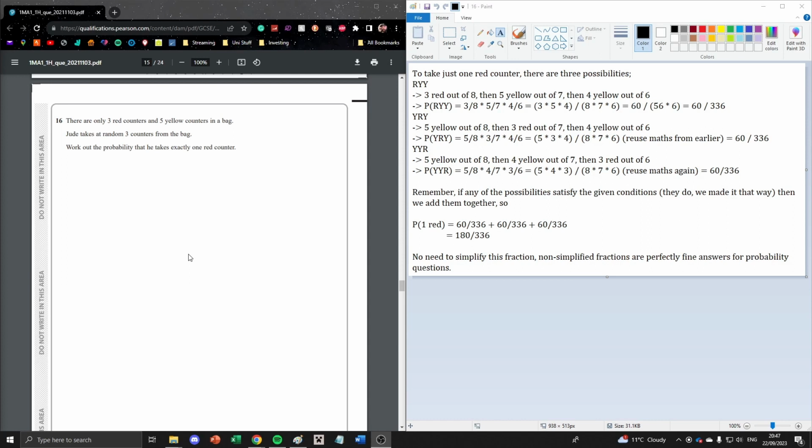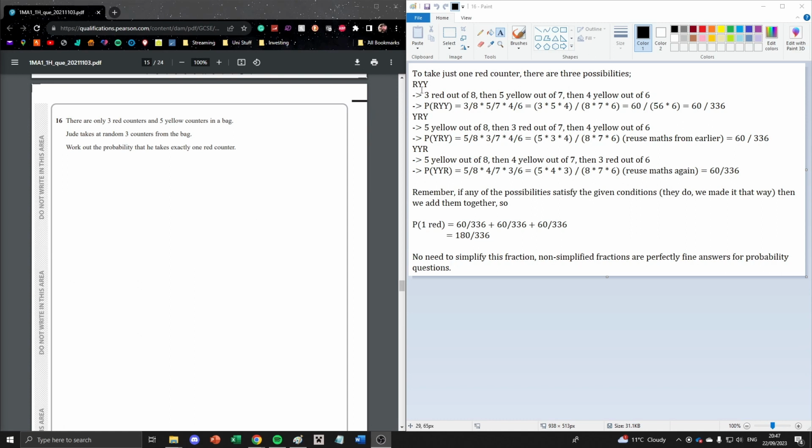So question number 16 is about probability, and we're told that there are only 3 red counters and 5 yellow counters in a bag, and that Jude takes at random 3 counters from the bag. And we're asked to work out the probability that he takes exactly 1 red counter. So we have to look at the different ways that he can take 1 red counter.